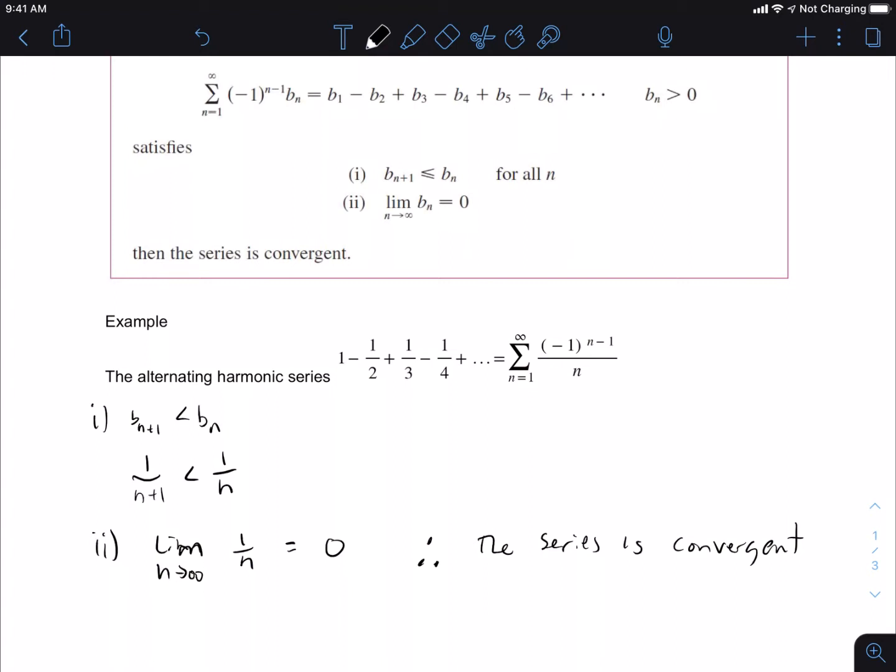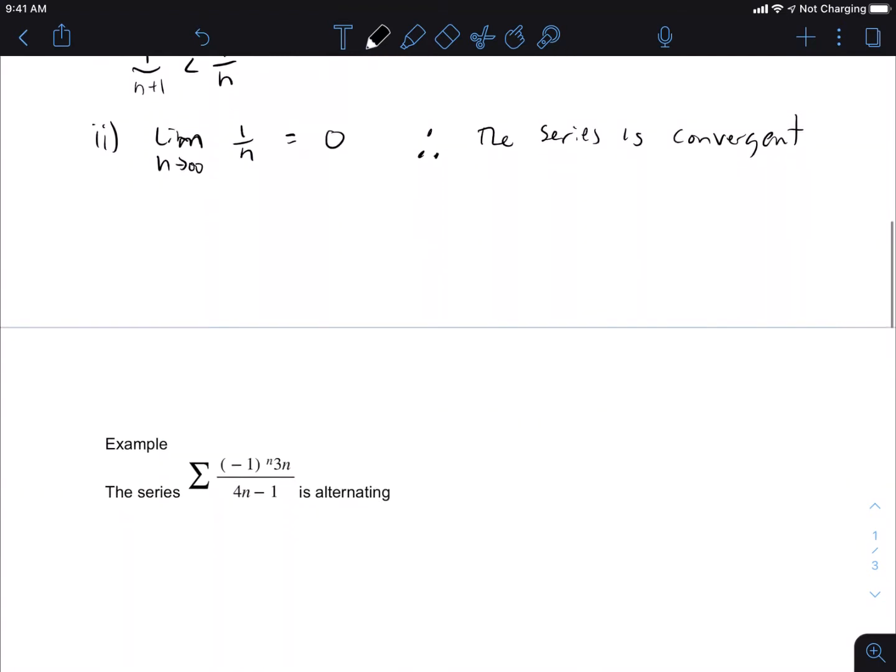But that's the series test. You go to the next term, see if it's smaller. If it is, then you go on to take the limit of the b sub n term and see if that's going to be equal to 0. If it is equal to 0, then we know it's convergent. So let's do another example.